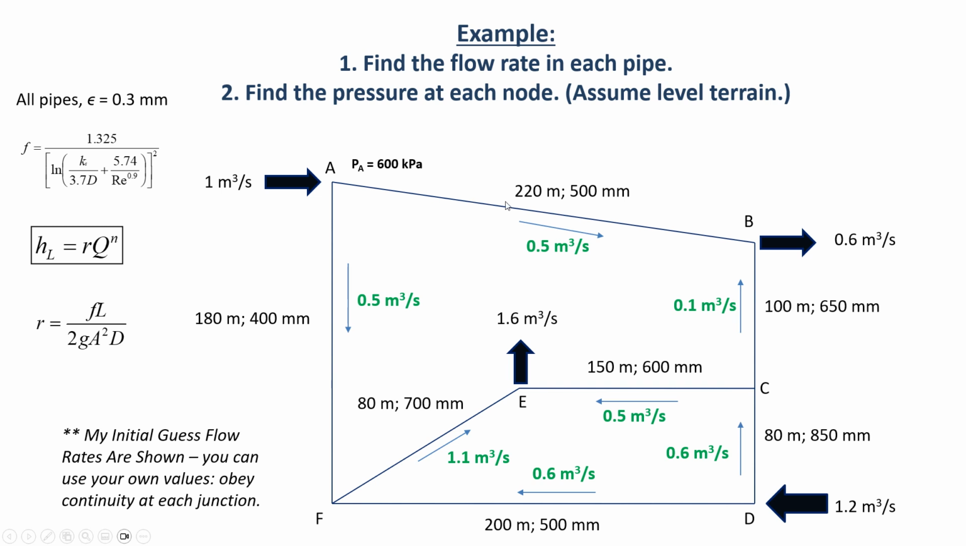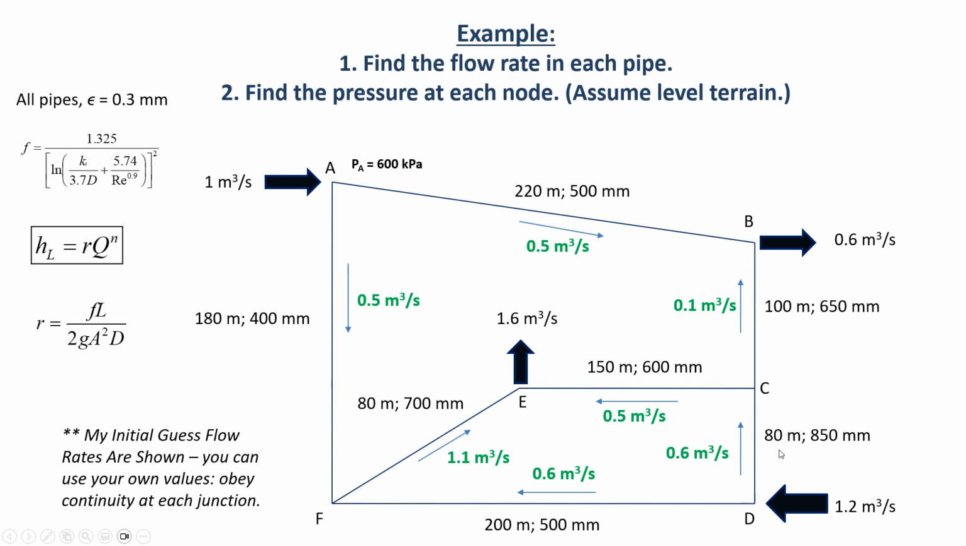But actually, I could make a better guess than that, because take a look at these two pipes. Pipe AB has a bigger diameter, but it's longer. So longer is more resistance, bigger diameter is less resistance. So maybe I'll just leave it at 50-50. And then the same thing with this inflow. If 1.2 is coming in, I'll just split it 50-50 through pipe DF and DC.